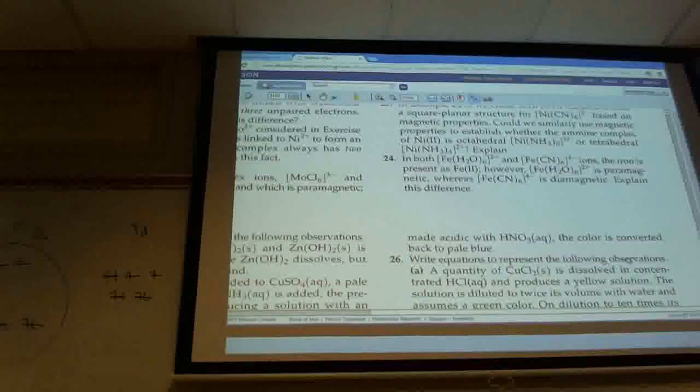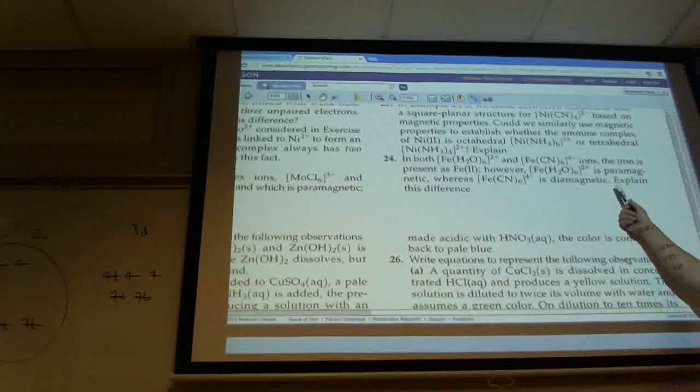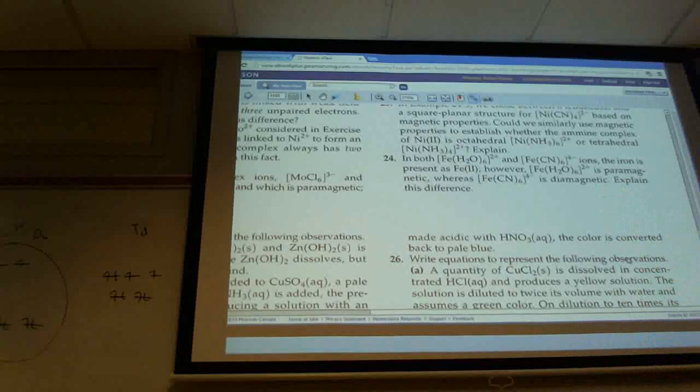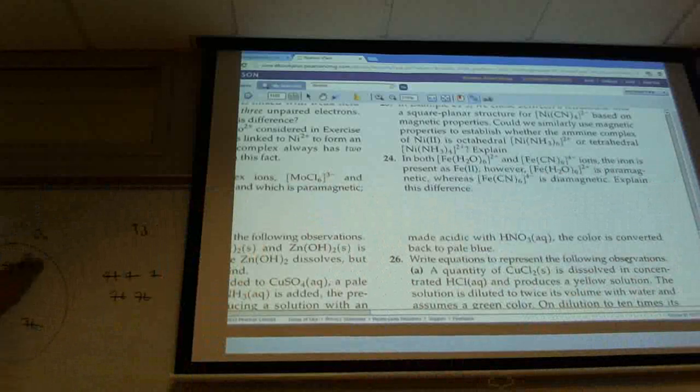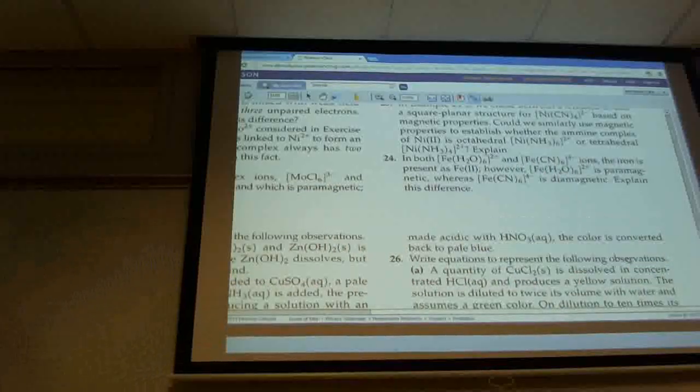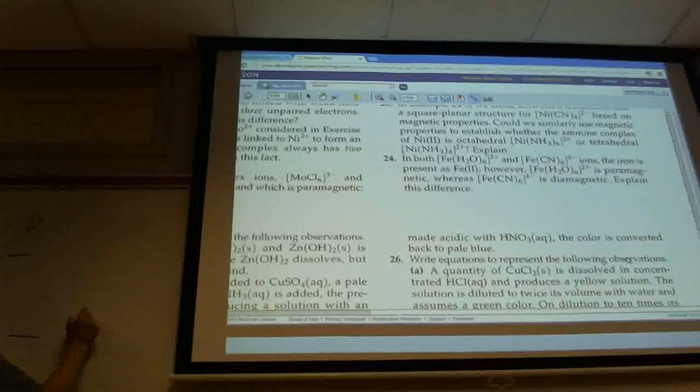All right, in both hexaaqua and hexacyano complexes, the iron is present as iron 2. However, the hexaaqua is paramagnetic, whereas the hexacyano is diamagnetic. Explain. Let's look. How many d electrons does iron 2 have? 6. And so we have iron 2, which is d6. Is hexacyano strong or weak? Strong. And hexaaqua is weak.